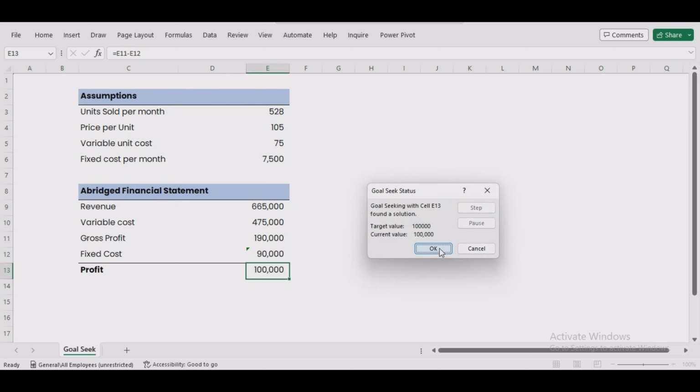Once I press OK, you notice that for me to make a profit of 100,000 kwacha per year, I will need to be selling 528 chickens per month. In that way, I'll be assured of making a profit of 100,000 kwacha. So this is how you play with this function to optimize or find ways in which you can achieve a certain desired output.